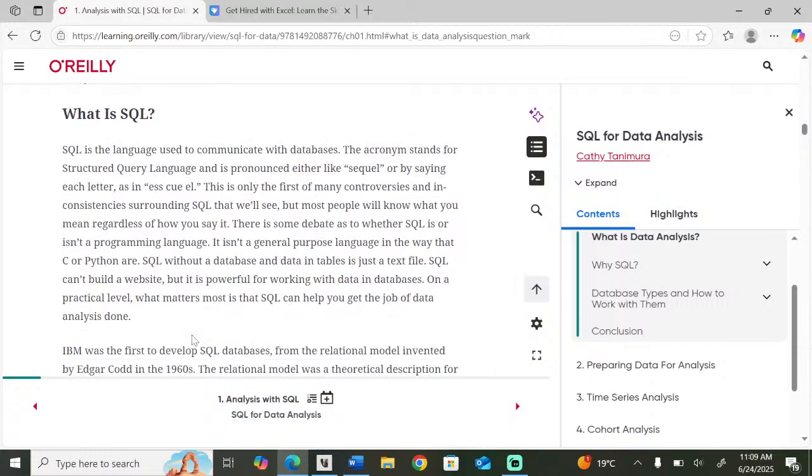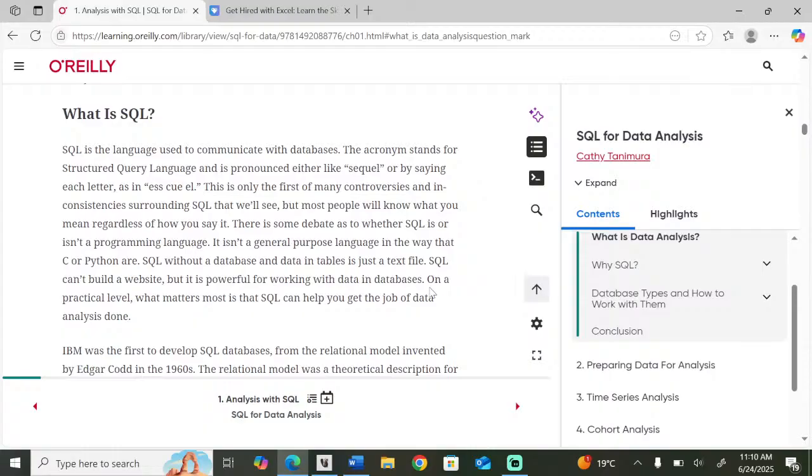SQL can't build a website. If you're a web designer or web developer, you cannot build a website with SQL. We usually use languages such as Python and JavaScript. That is why SQL is not a programming language. But it is powerful for working with data in databases, so it is very, very important.